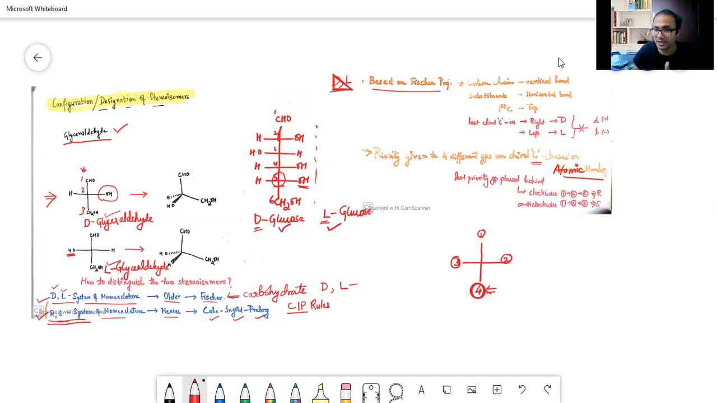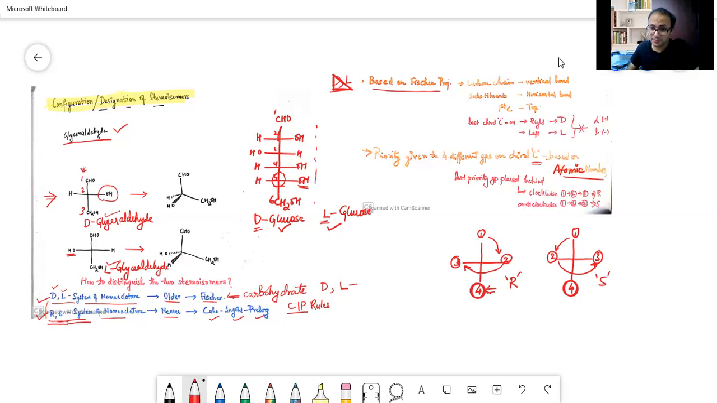Okay, so when my Fisher projection is in this particular format, and then I try to move from 1 to 2, 2 to 3, if it is going in a clockwise fashion, I say that to be an R configuration. Okay, and suppose I have the groups attached in this particular way, and my fourth group is here. Then when I move from 1 to 2, 2 to 3, it is anti-clockwise. So I say this particular isomer to be the S isomer.